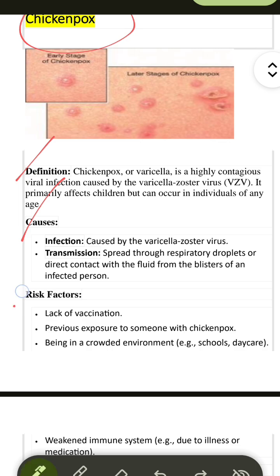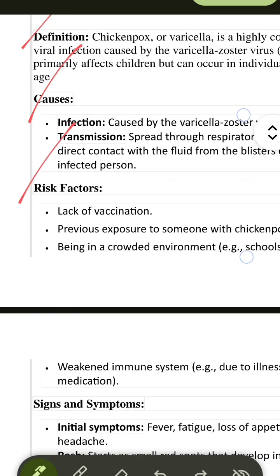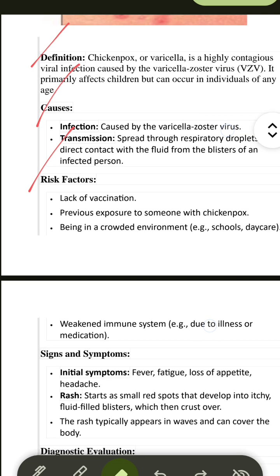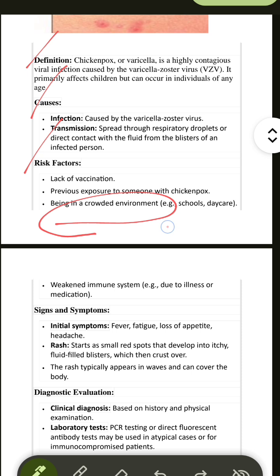Next we'll see the risk factors. What are the risk factors of chickenpox? The first is lack of vaccination. If they are not taking the vaccination, then there are chances to get chickenpox. Next, previous exposure to someone with chickenpox, and being in crowded environments, for example school or daycare, from where it may also spread.